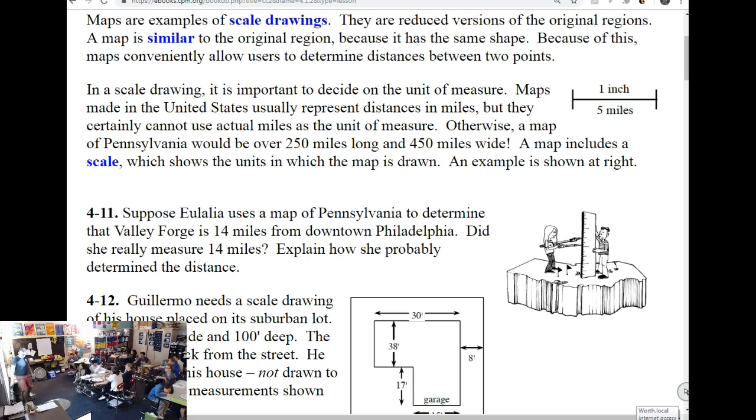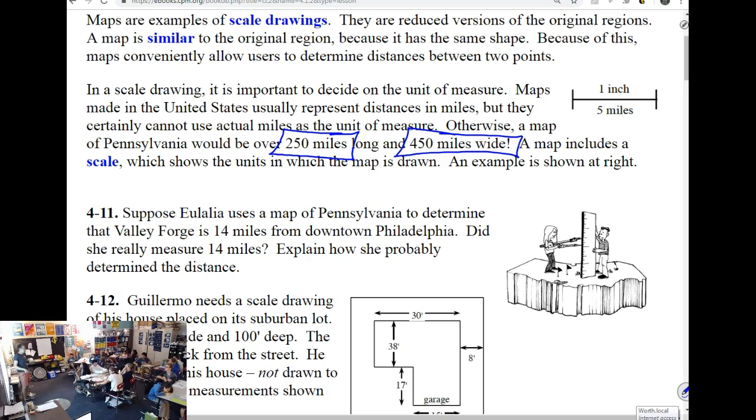So if you got told something was 250 miles long and 450 miles wide, Pennsylvania is a terrible state to drive through. It takes forever because it's huge. It's a lot of forest, which is cool. But how big would that be on the map?